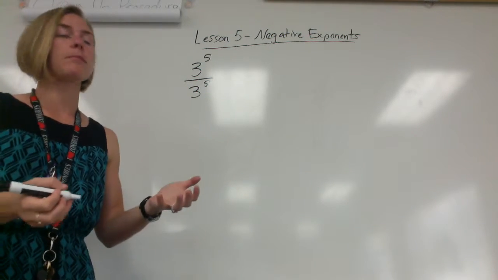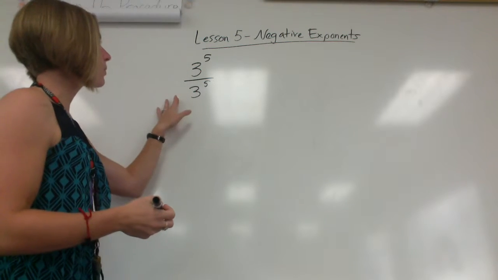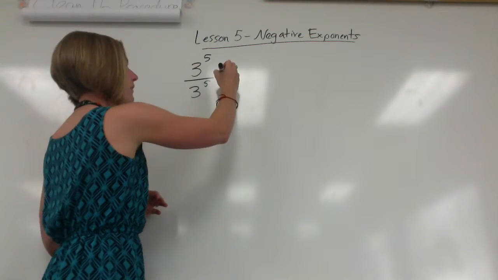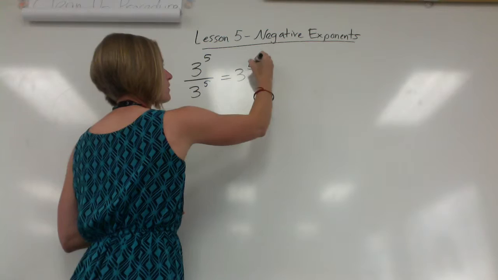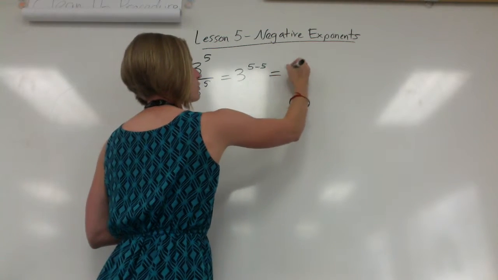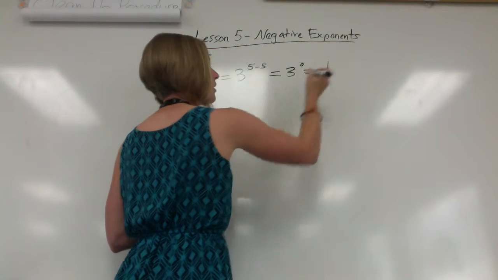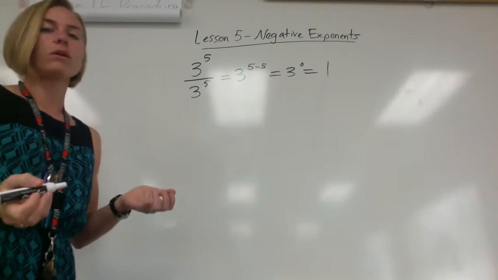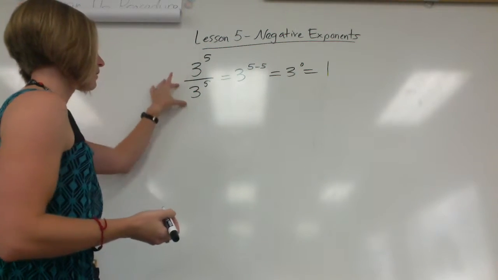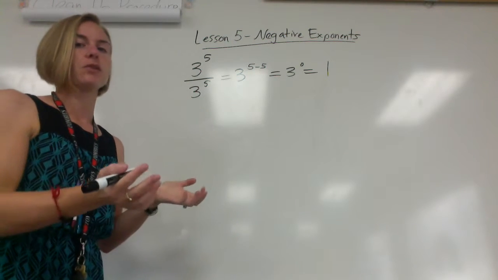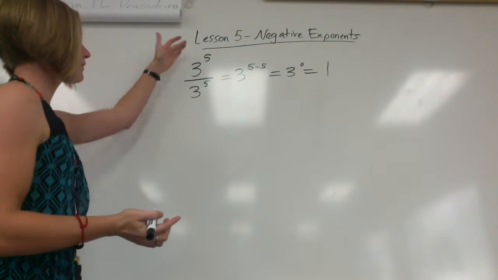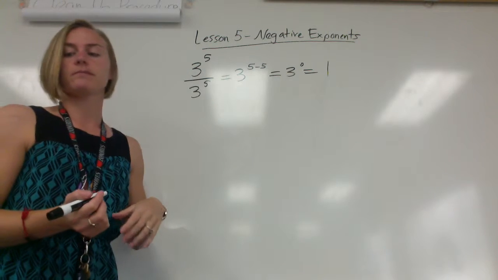We can know this by a couple ways. We can either do the quotient rule, which means we do 5 minus 5. So this is just 3 to the 0, and we know that that equals 1. Or we can look at the fact that we have the same thing on top of the same thing, which means, of course, it equals 1. So 3 to the 5th over 3 to the 5th equals 1.